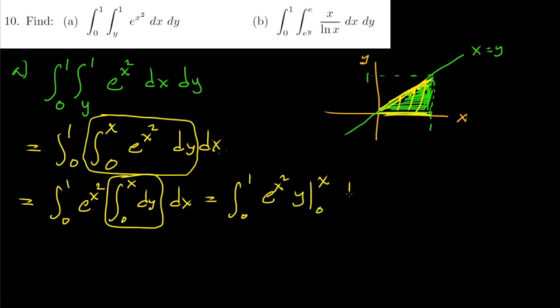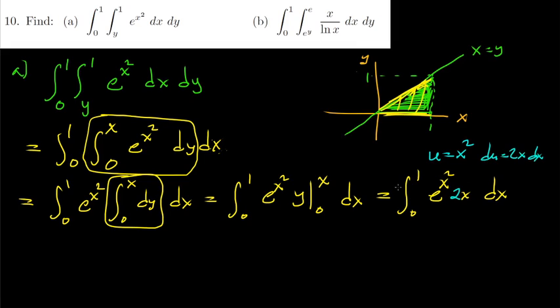Evaluated between 0 and x. So it's just x minus 0, or x. Right. And now this is, well, I would claim trivial. At this point, you should know how to do this, right? It's just ordinary substitution. If u is x squared, du is 2x dx.